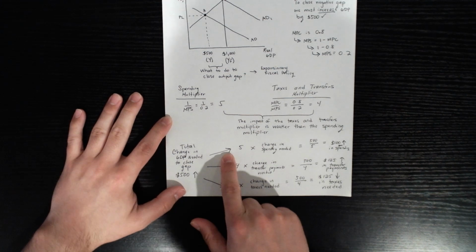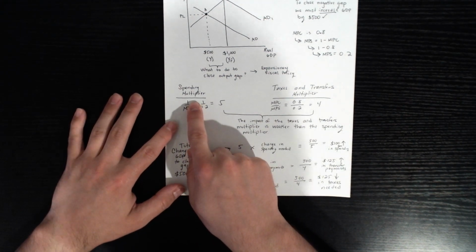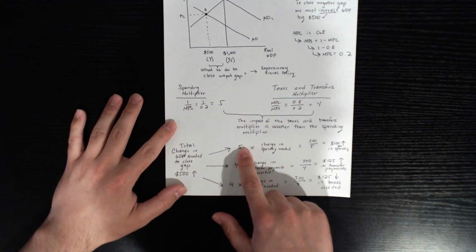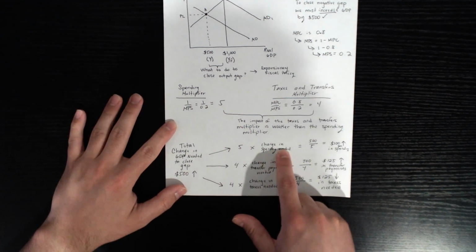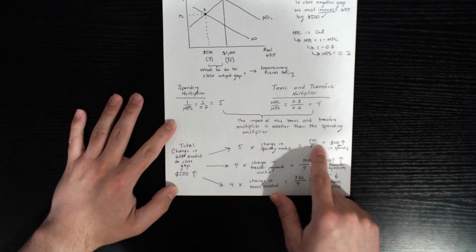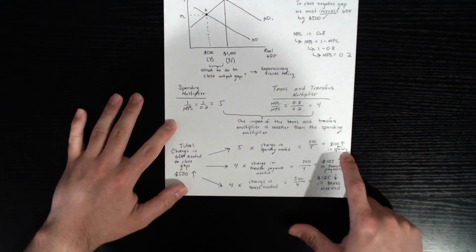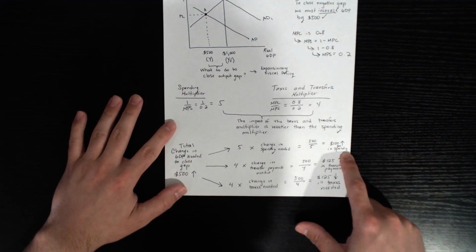First, we're going to look at changing spending. Since we're changing spending, we're going to use the spending multiplier, which is 5. And we're going to solve for the change in spending needed. So you do the $500 gap divided by the multiplier, 5, which gives you a $100 increase in government spending needed to close the gap.